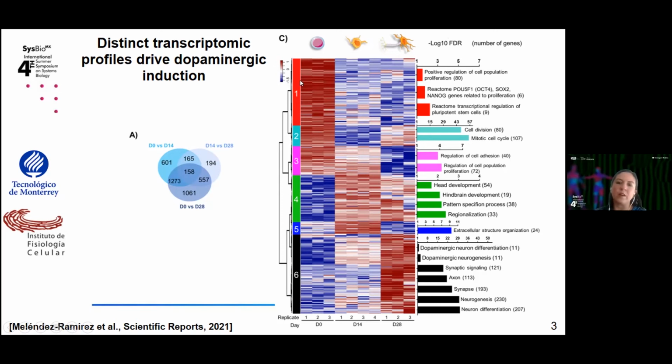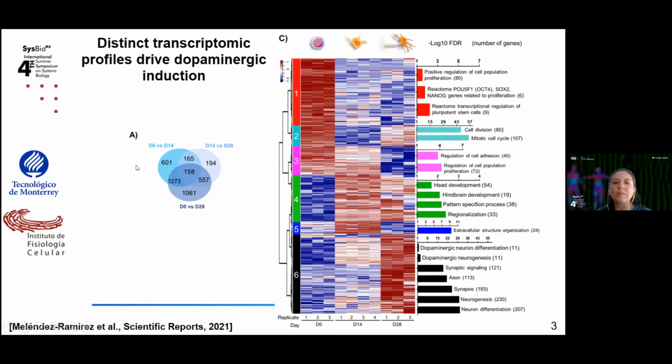Mainly these genes are allowing the cell to have this pluripotent identity. Then as they become differentiated, these genes, for example SOX2, OCT4, NANOG, become lowly expressed, or they start becoming inhibited. And we have the opposite trend. We have genes that are downregulated at the beginning, and then by day 28 of induction, they are highly upregulated. These genes are related to neurons and dopamine synthesis.